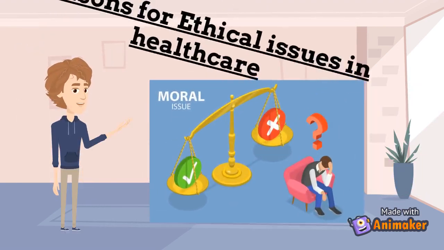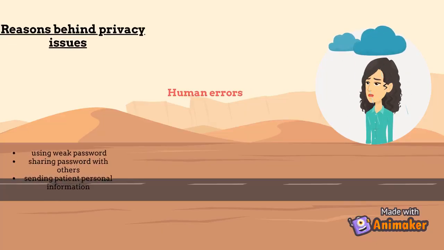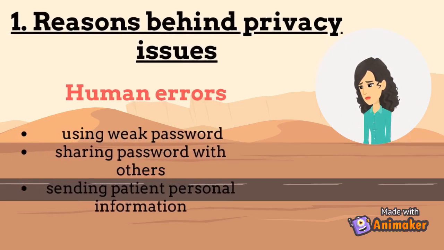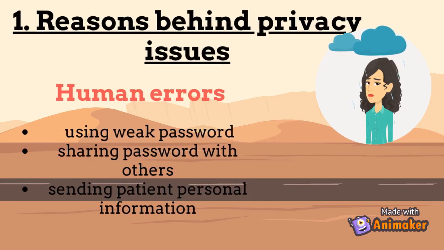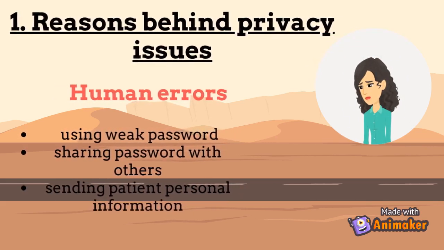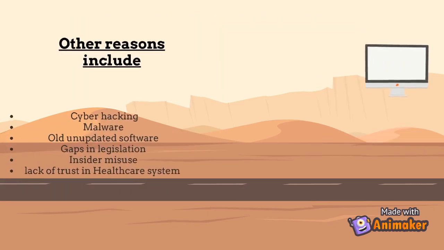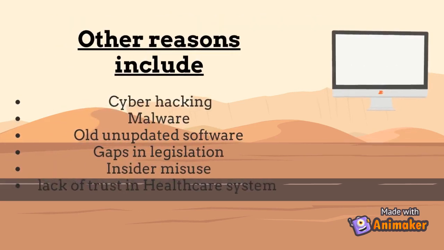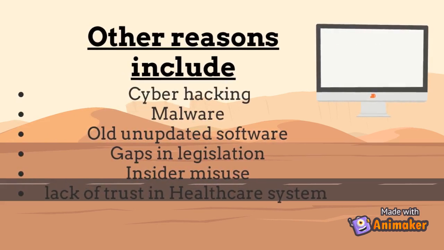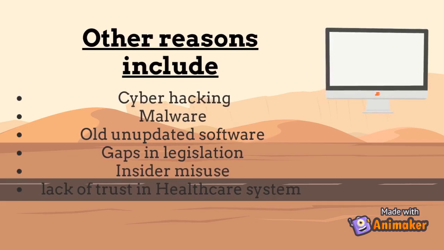Now, let's discuss reasons for ethical issues. Let's discuss reasons for privacy issues. The most common reason is human error. For instance, using a weak password, sharing a password with an unauthorized person, or sending patient personal information to others. Other reasons include hacking, malware, old un-updated software, gaps in legislation, insider misuse, and trust issues in healthcare.